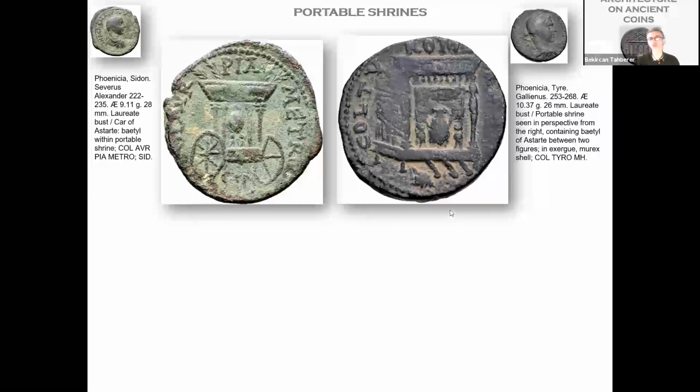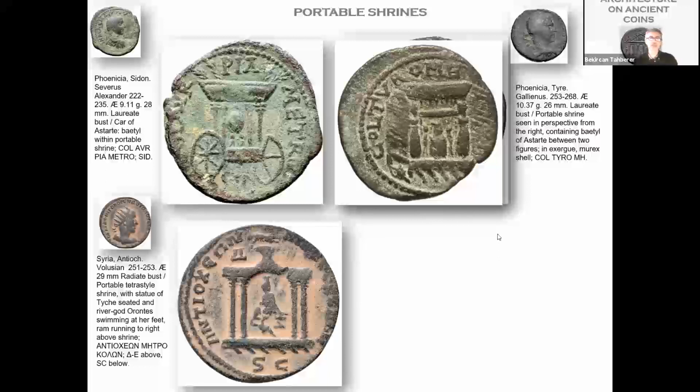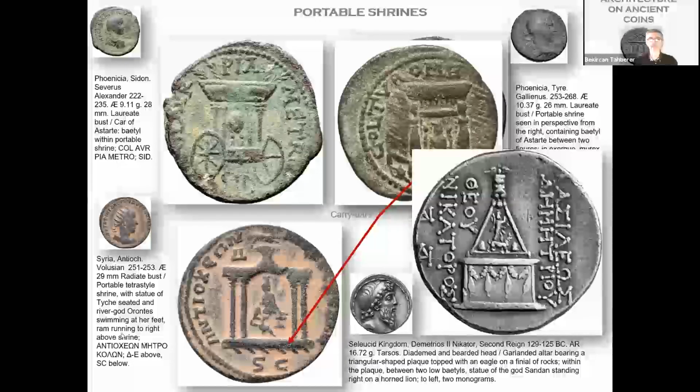This is also a portable one, but this needs to be carried by people. So not like the one with wheels. This one has to be carried, the same item inside. And here is another example to see the betyl inside. And here is another one that you can see the wooden carry lumbers underneath the portable shrine.